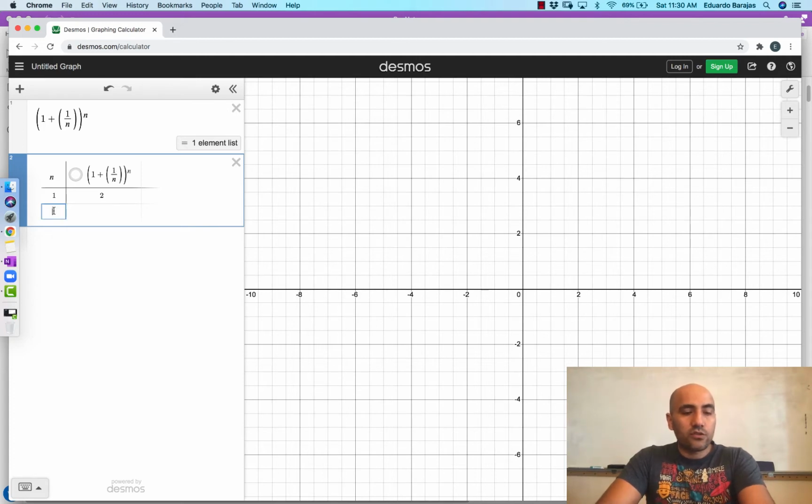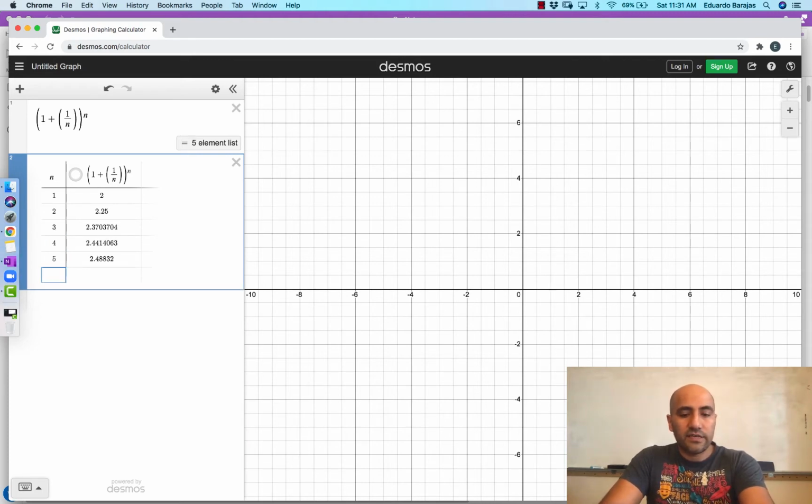When n equals 2, we'll get 1 plus 1 over 2 to the power of 2. So 1 plus 1/2 is 3 over 2, to the power of 2 will be 9 over 4. And when we divide that into a decimal, we get this one. Okay, and then for 3, well, we plug a 3 there. We calculated, this is the decimal we're going to get. And then for 4, and then for 5, and then for 6.